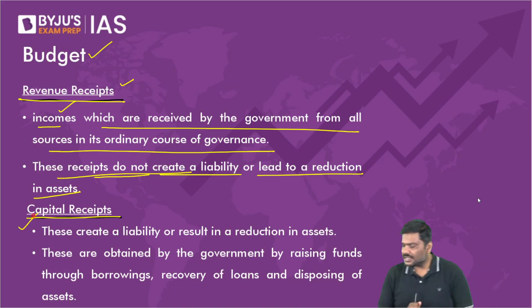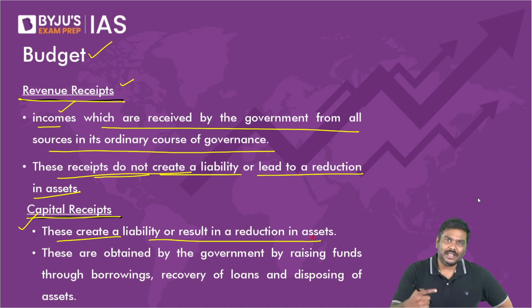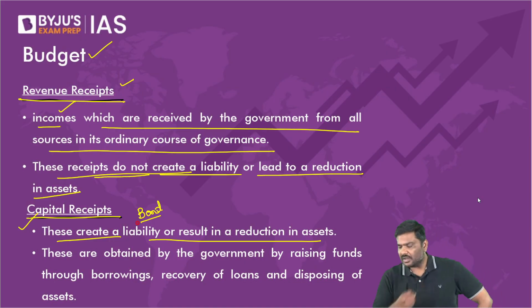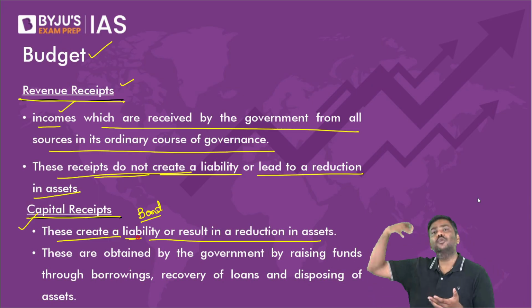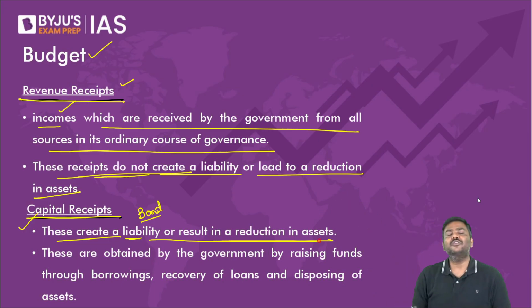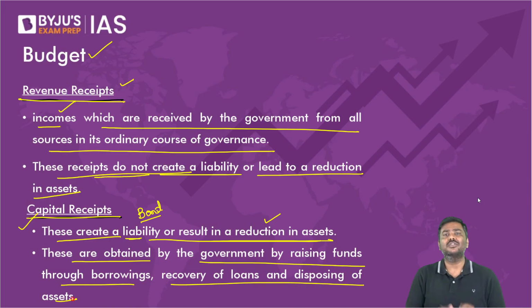Now, the second one, capital receipts. These create a liability, or they reduce the assets held by the government of India. For example, what if the government of India issues bonds and collects money? Government is collecting money today, but it is going to create a liability for the government of India. Liability means there is a debt you will have to pay at a certain point of time. On the other side, what if the government of India sells LIC, Steel Authority of India Limited, Air India, Modern Foods, Maruti, etc.? It will reduce the assets held by the government of India. So these are obtained by raising funds through borrowings, recovery of loans, and disposing, meaning selling, of assets. This is basically the revenue receipt and capital receipt.